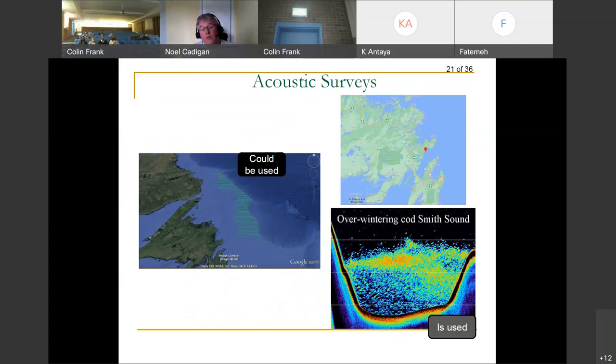So there are acoustic surveys used in NCAM. I mentioned these inshore acoustic surveys that occurred just in this small area called Smith Sound in Trinity Bay. That's it up there. There are also offshore acoustic surveys that could be used in NCAM, and in fact they were used in one assessment. They didn't really affect the model fitting at all, so that's why they're not used now, but they could be.